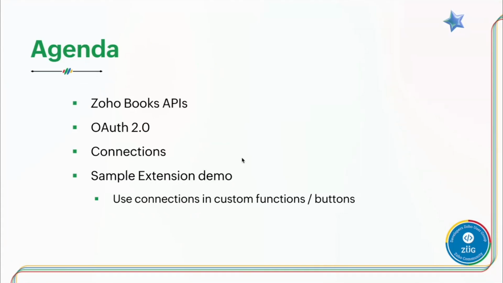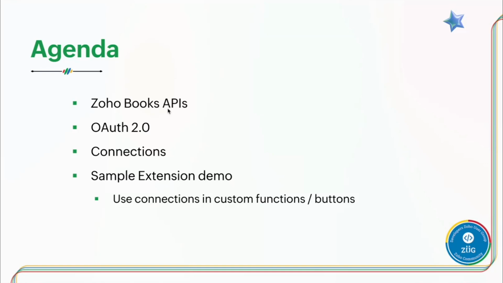Extensions in general help in enhancing the functionality of a service, data synchronization, extending the performance of a service, and providing a better user experience. Here, in order to do all the data related operations, we need APIs. And so Zoho Books APIs is going to be our first topic today.